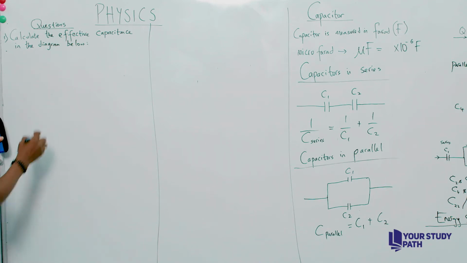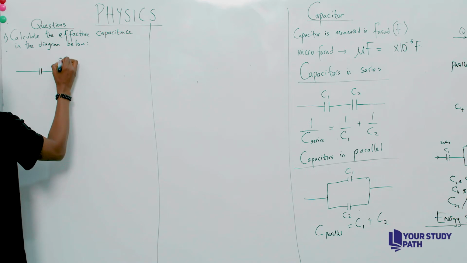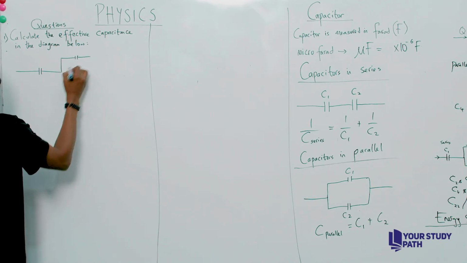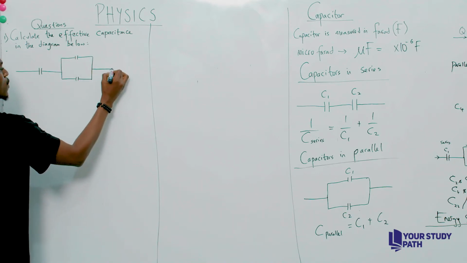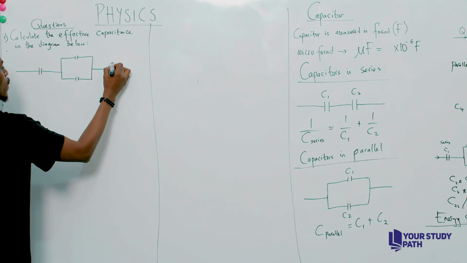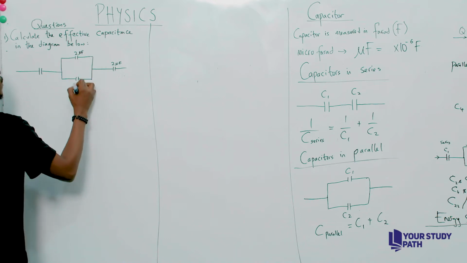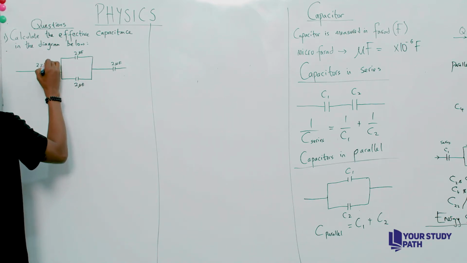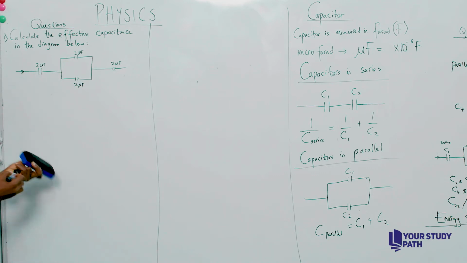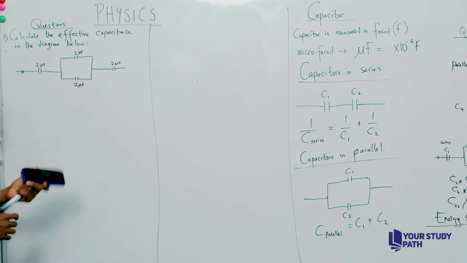Here's the diagram. We have that this guy is linked to this guy. As such, this part is linked to this. And we have 2 microfarad here, 2 microfarad, 2 microfarad, 2 microfarad. Calculate the effective capacitance for the circuit indicated.